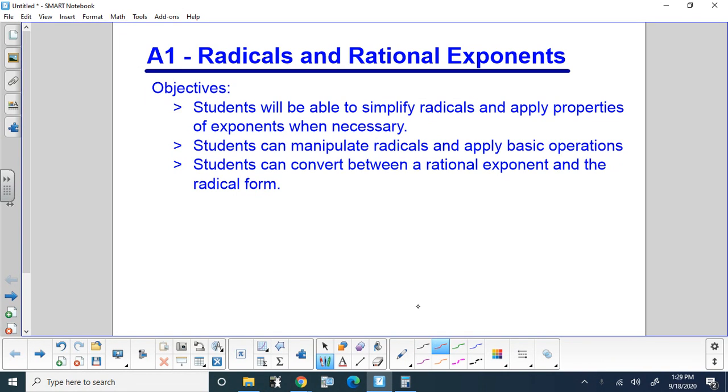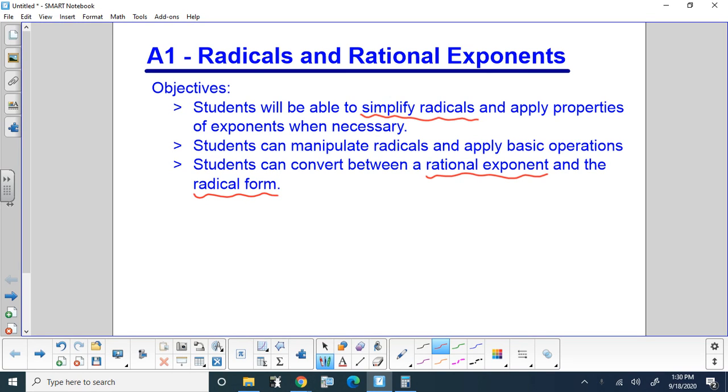Today we'll be focusing on three different objectives. The first being, can you simplify radicals and apply properties of exponents? Can you manipulate radicals and apply basic operations? And can you convert between a rational exponent and the radical form?